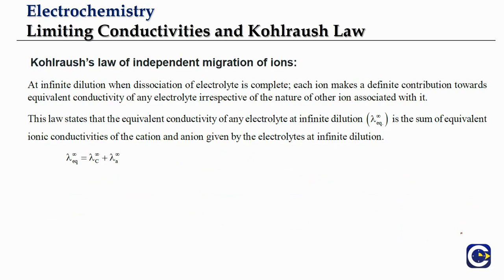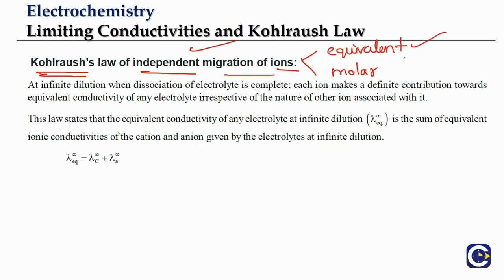Now we look at the most important part of the discussion, which is the Kohlrausch law of independent migration of ions. So the Kohlrausch law is also called as what? Kohlrausch law of independent migration of ions. We can observe the Kohlrausch law either by using the equivalent conductivity concept or by using the molar conductivity concept.